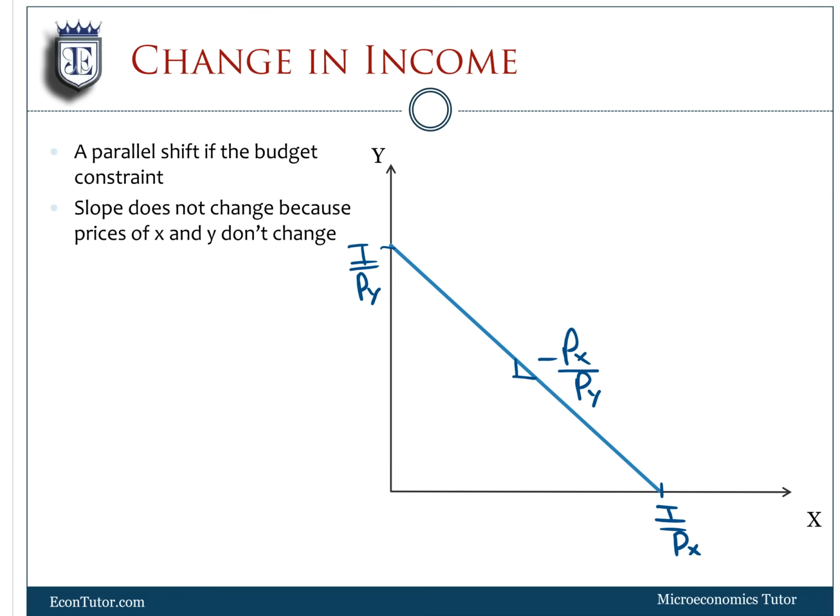What happens? I will just have a rightward shift, a parallel shift of the budget line. So the slope doesn't change because the prices didn't change, but there will be new intercepts. So you get more of both goods: I prime over Px and I prime over Py. What if my income goes down? Well, then it's a parallel shift inwards, right? So it's going to be I double prime over Px, and similarly for Py, and the slope of all these is the same. So it's a parallel shift. Slope stays constant, intercepts change.